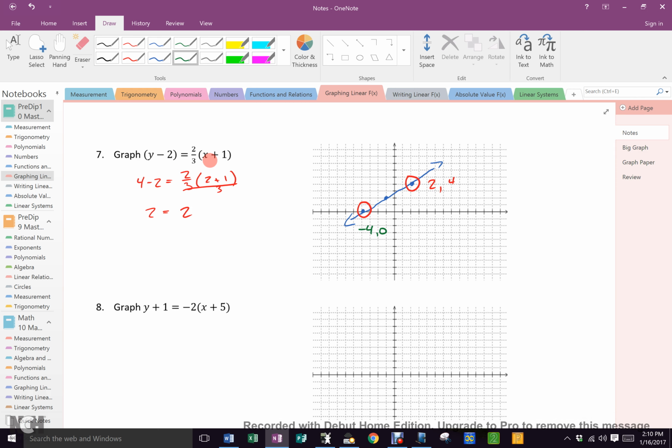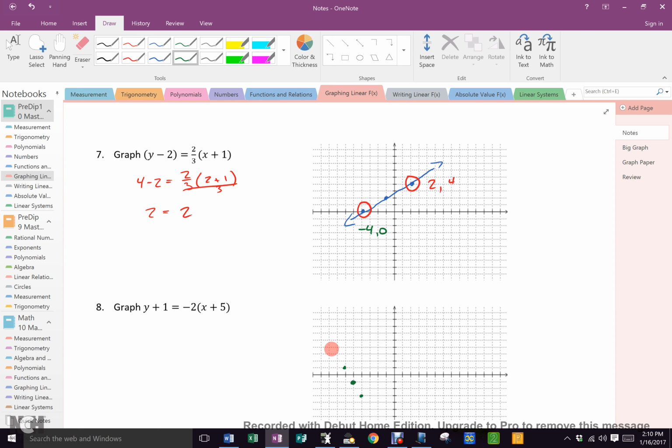Okay, so what's the next one? Where are we going to start? -5, 1, 2, 3, 4, 5, and -1, right? And what's our slope? -2. So down 2 right 1, up 2 left 1. Could I go up 4 and left 2? Could I go up 8 and left 4?